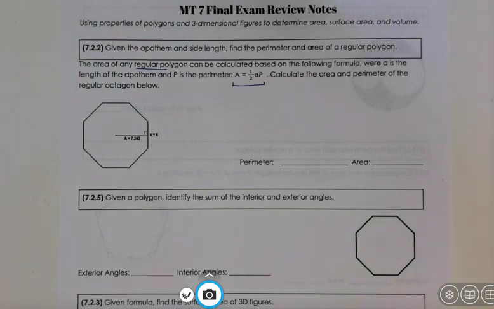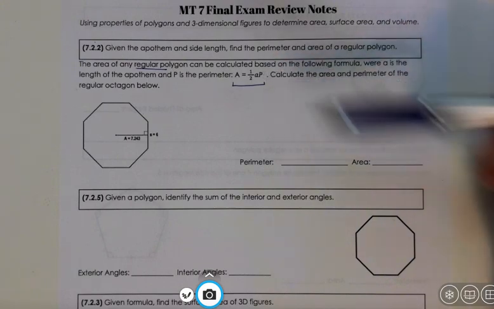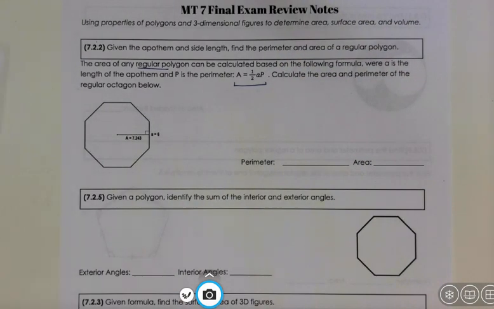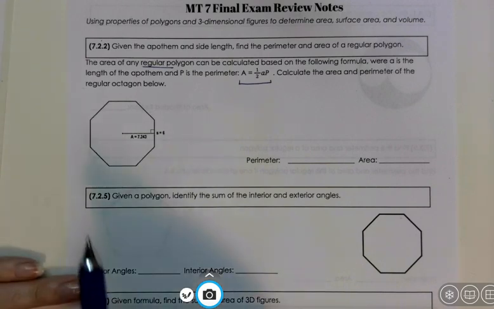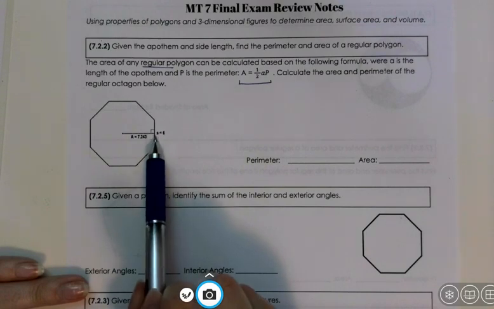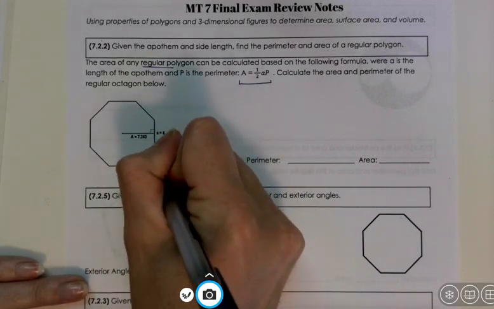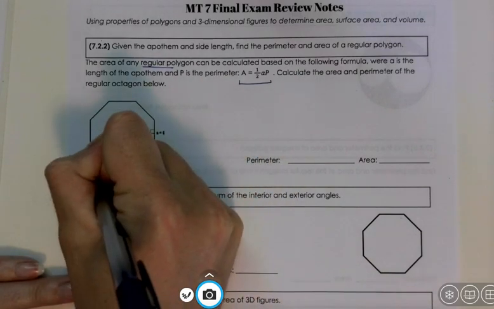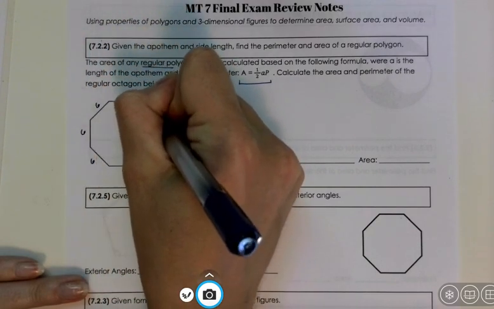I am going to start with the perimeter because I need it anyways to be able to find my area. My perimeter of any shape is the distance around an object. I know it's a little blurry, but it says s equals 6. So I know that all of my side lengths have a length of 6. If I wanted to, I could write them all in. You don't have to do this, but if it's beneficial, why not?